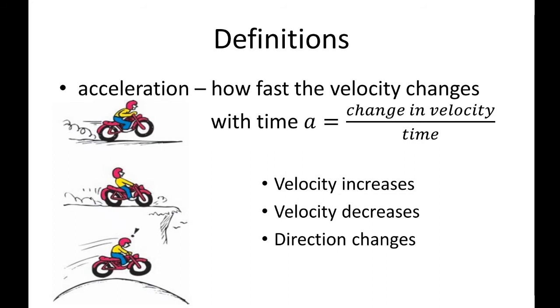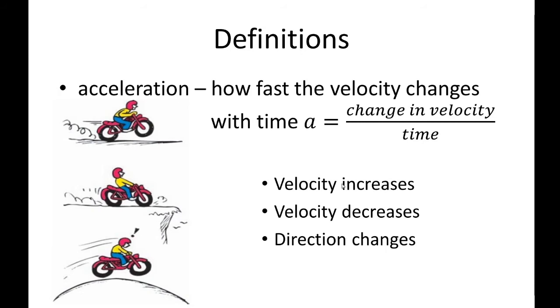Acceleration is how fast the velocity changes. This is the time when the velocity either increases or decreases or its direction changes. In this diagram on the left, a motorcycle driver is speeding up. Therefore the velocity increases, therefore the object accelerates. Its direction is to the right.